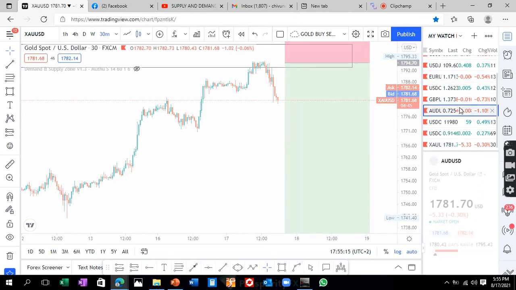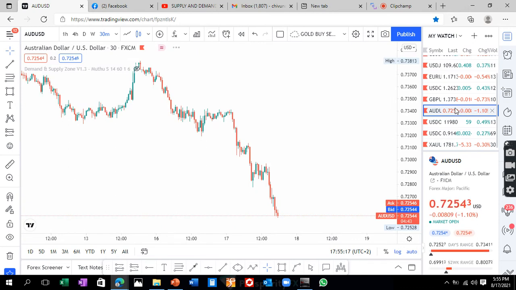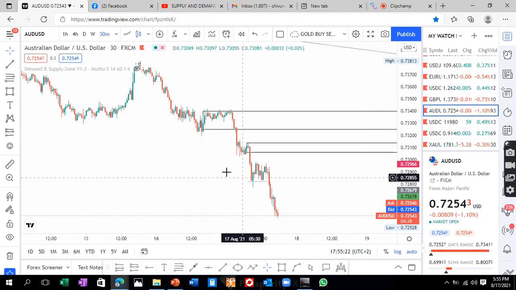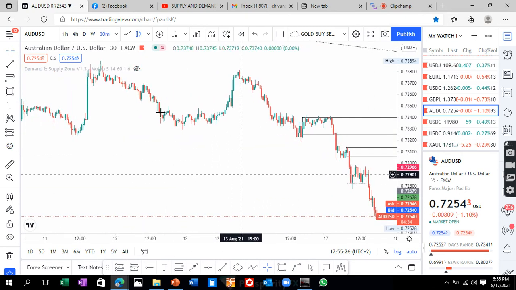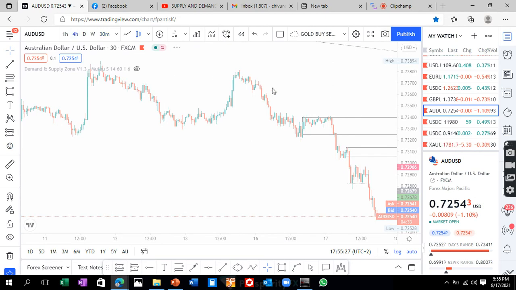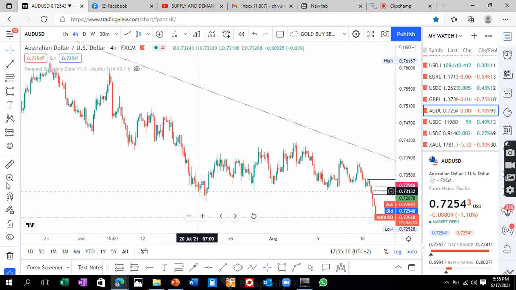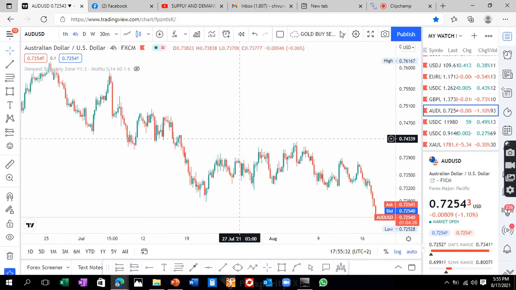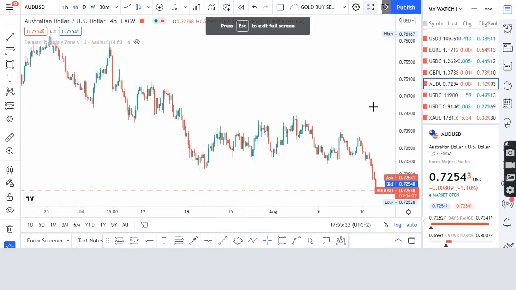I took this trade, AUD USD. Let me show you. So let me go to my 4-hour time frame. I'll do the analysis together with you so that I show you again the chart and how I took this trade.